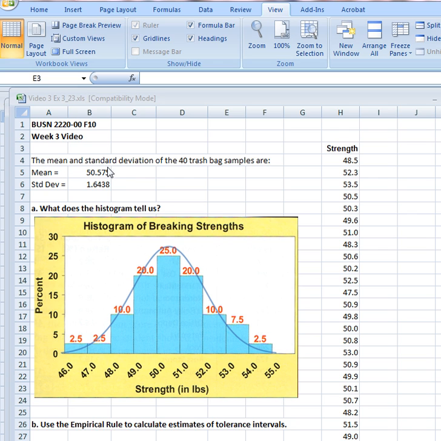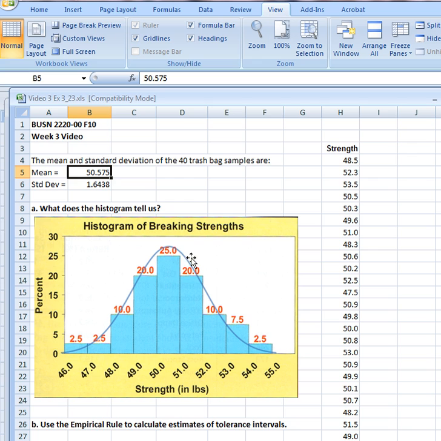And we can calculate some statistics about this. Rather than just looking at the shape of the curve, of the bars, we can say, well, let's do some calculations. The most obvious thing to do is to calculate the average, the mean value of these 40 trash bags. And in fact, if we did that, we could calculate 50.575. To do that, of course, we add up all the breaking points, add them together, and divide by the number, which is 40, to get that average.